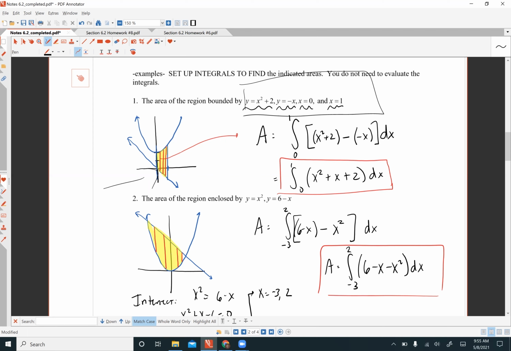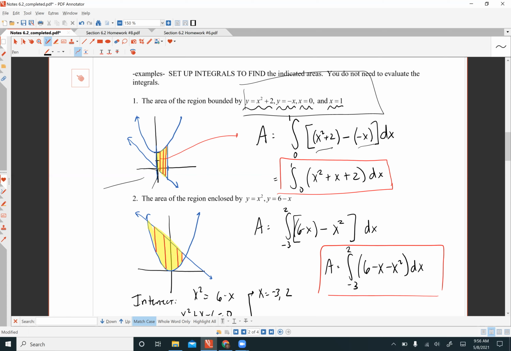It's the integral from 0 to 1. And so the higher function, the one that's above, is x squared plus 1. So it's x squared plus 1, and then subtract off the lower function, which is y equals minus x. So here's the upper function, there's the lower function. And also remember the integral of minus x from 0 to 1 is negative. So you're subtracting a negative number.